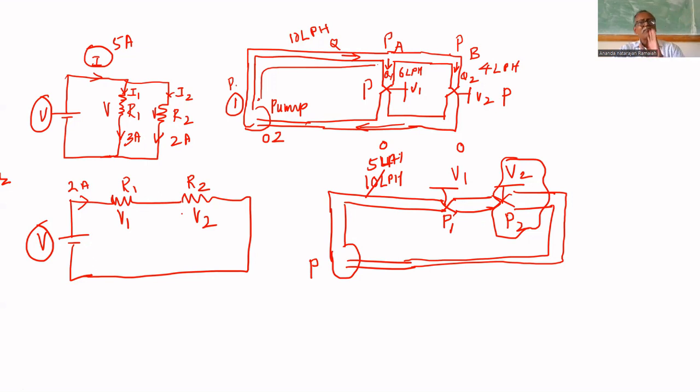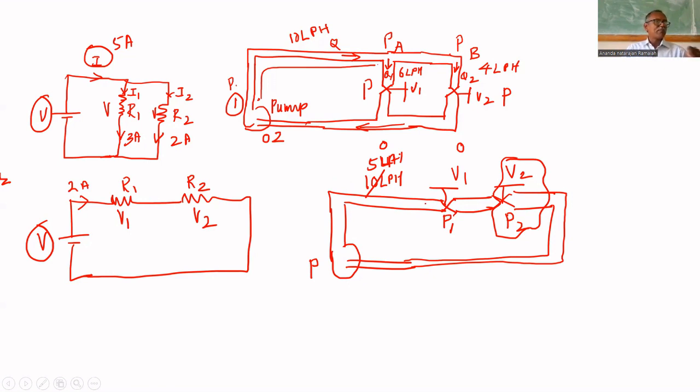To understand that, I am explaining this. If two valves are in series, the flow rate in the first valve as well as the flow rate in the second valve are equal. You can easily imagine this. So current will be equal if they are in series. Voltage drop across them will be different.